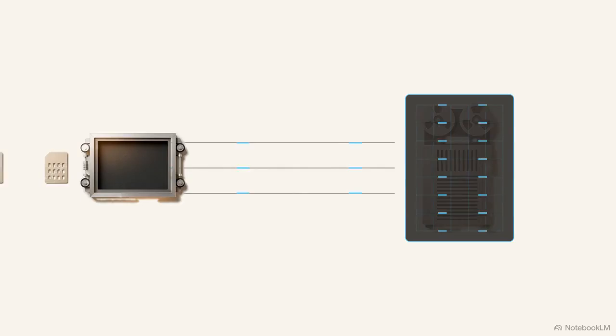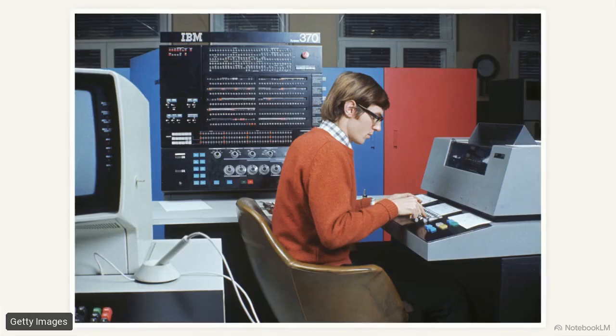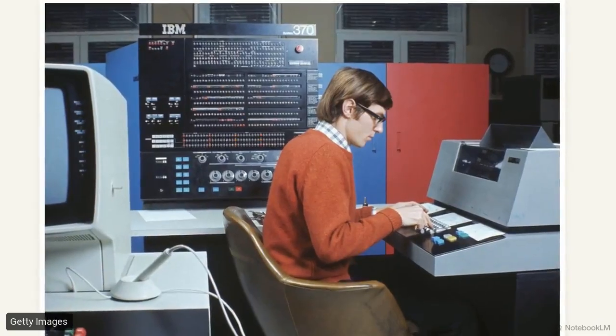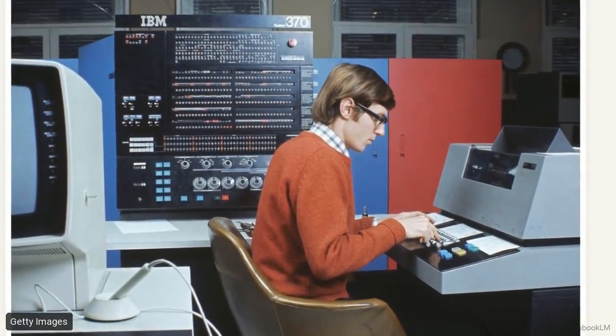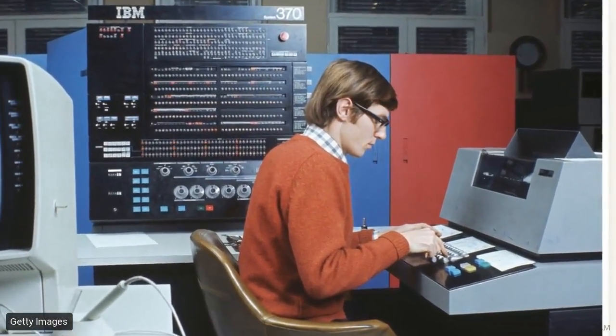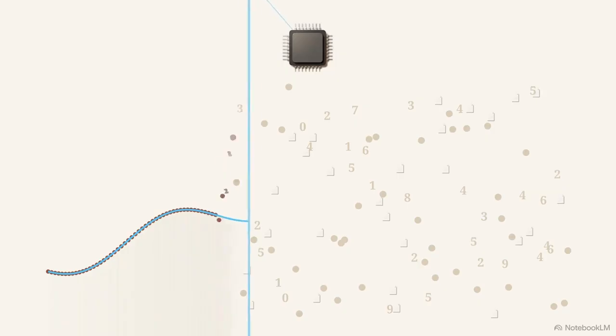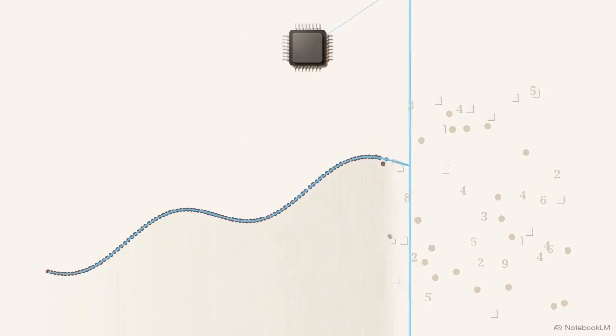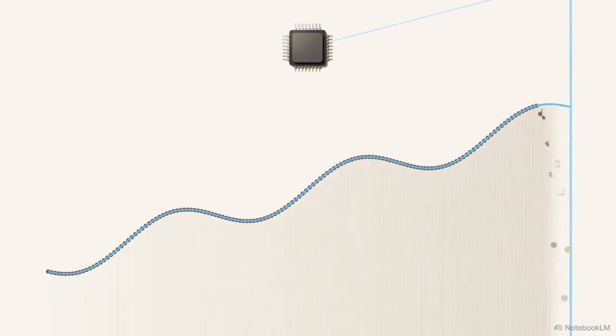To answer that question, early computer scientists built machines to process large amounts of records. Here you see an operator working at an IBM mainframe computer. This is where modern data processing began. Today, data science is simply the modern version of this very old human habit. We are still taking overwhelming amounts of information and finding clear direction inside of it.